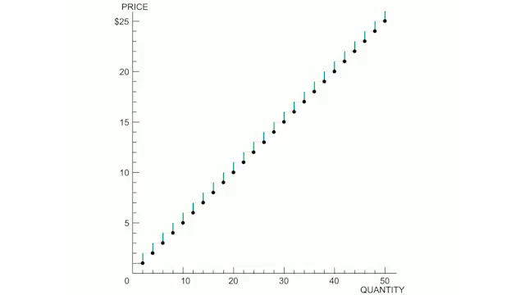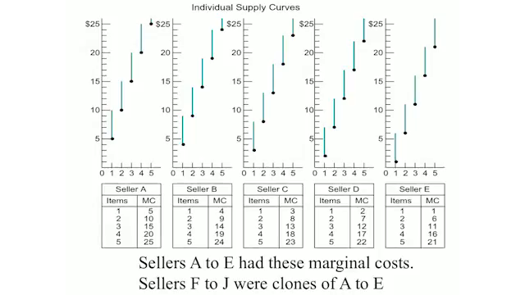So we take, for each price, how much each seller is willing to sell based on its marginal cost, and we just add them together, adding horizontally. So you just flip back and look at the individual supply curves, and you can see what's going on. Suppose the price is 1. Then you see that seller A is actually going to sell nothing. Same with seller B, seller C, seller D, but seller E is going to supply 1.